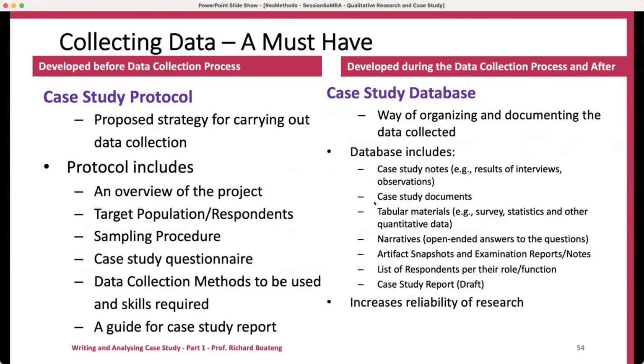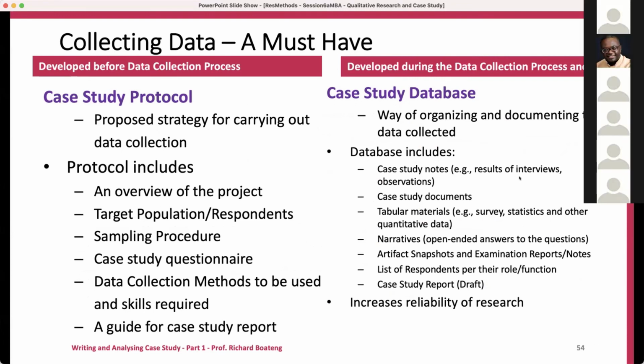So lastly, in the beginning of the study you do a case study protocol. But when you have finished the study, you do what you call a case study database, a way of organizing and documenting data collected. The case study database includes who you studied, who you interviewed, the case study documents you gained, the statistics you obtained from the field, some of the narratives, the snapshots, the list of respondents per row, and the draft of the case study report. This increases the reliability of the research. We'll talk about reliability next week.